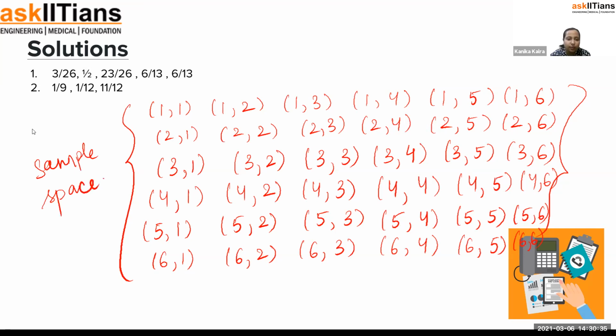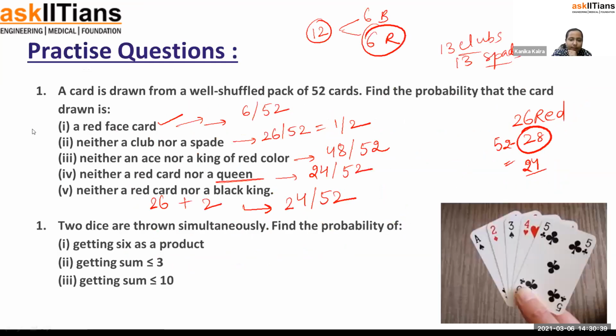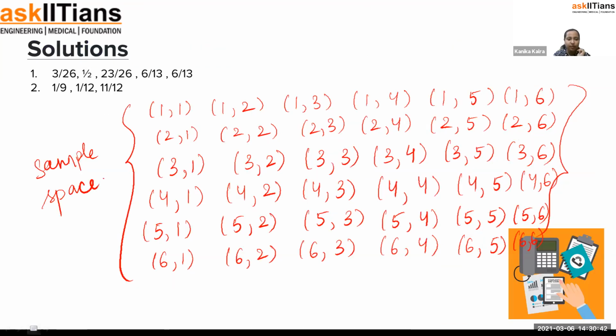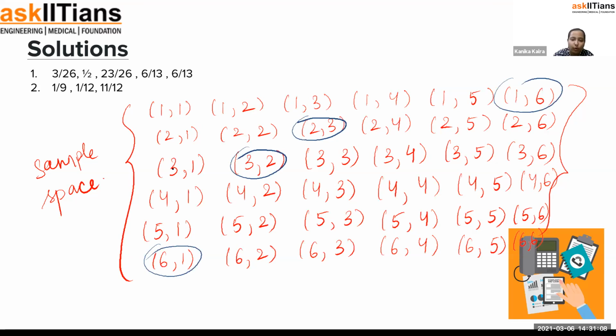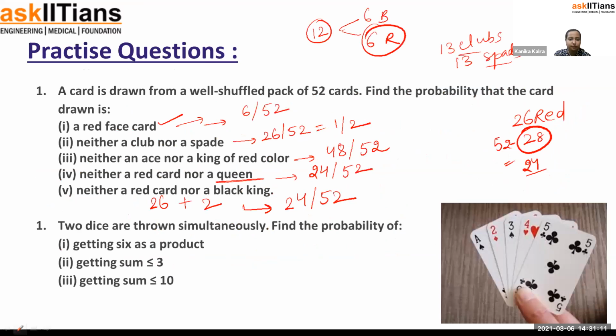Now let's look at the question. Getting 6 as the product. So 6 as the product, how many possibilities are there? 6 as the product means it would be 3 into 2. So only two possible, and 6, 1 and 1, 6. So there are four possibilities. So it would be 4 over 36. That is 1 over 9.